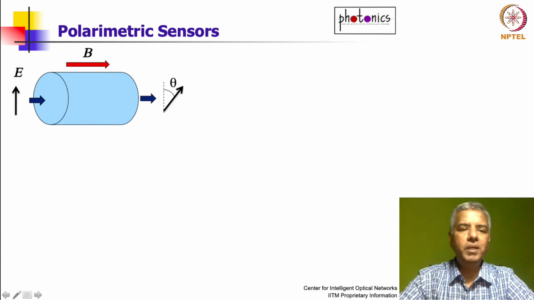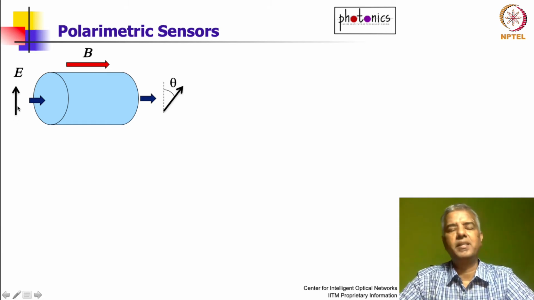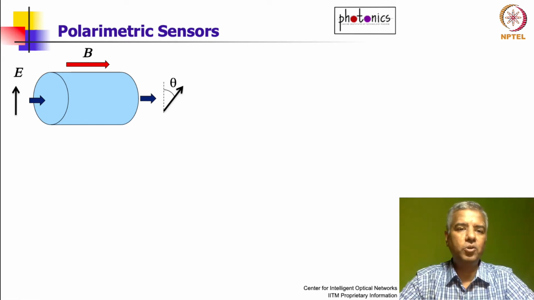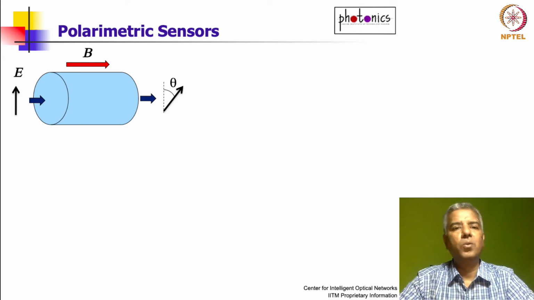Well, you can come in with light with a particular polarization, linear polarization, let's say, and it can go through this material which has what is called a relatively large magneto-gyration coefficient. So what does that mean?